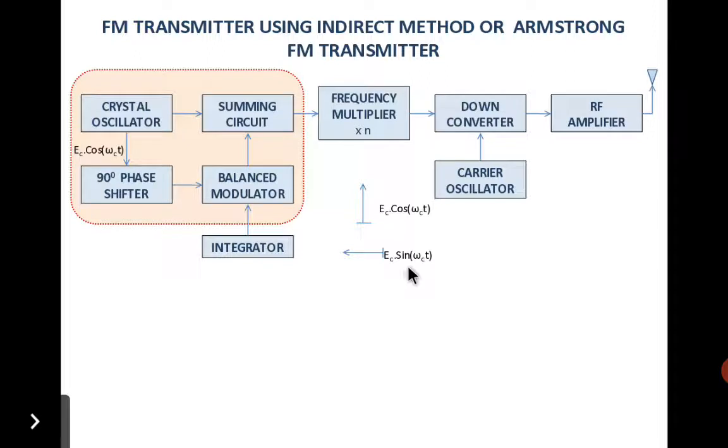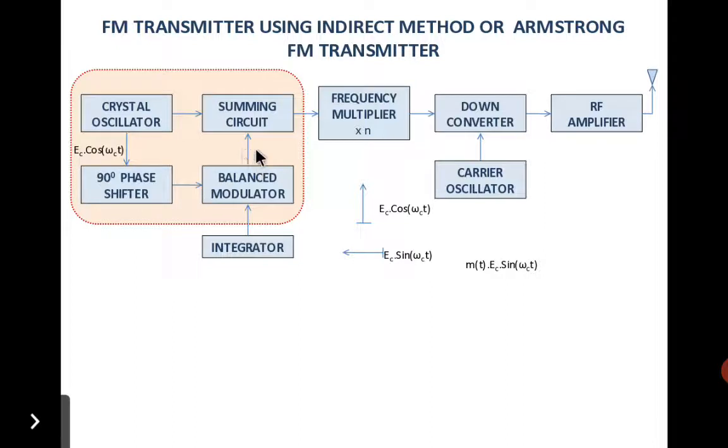Now this signal EC sin omega ct is given to a balanced modulator. For the time being I am going to ignore this particular integrator. Let us assume that m of t is given to one input of this balanced modulator, and EC sin omega ct is given as the other input. The output of the balanced modulator is m of t into EC sin omega ct.